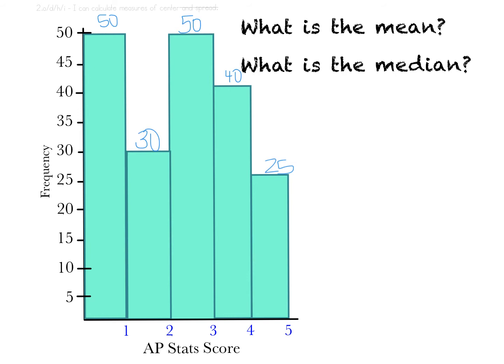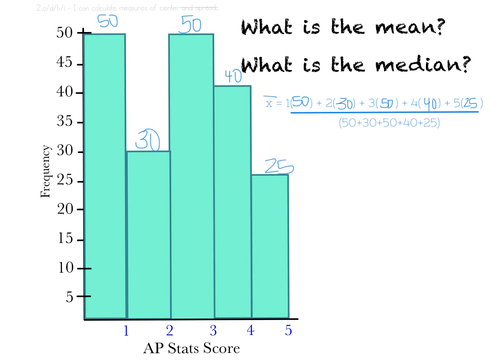So for the mean, so to calculate that x bar, I can think about, okay, I have scores of 1, 2, 3, 4, or 5. So how many 1s? I'm going to have 50. How many 2s? I have 30. How many 3s? I have 50. How many 4s? 40. And how many 5s? 25. So if I add all those up, that's how many total points were earned, and then I would divide it by how many total people took the test.